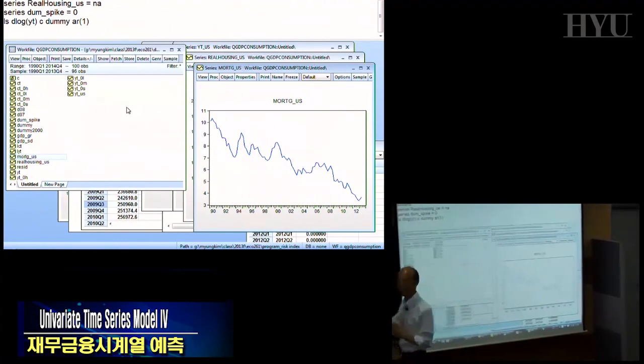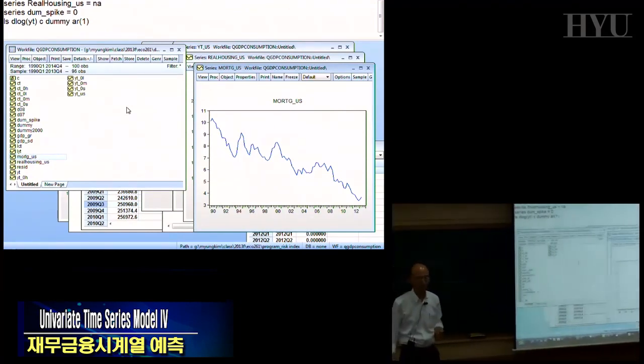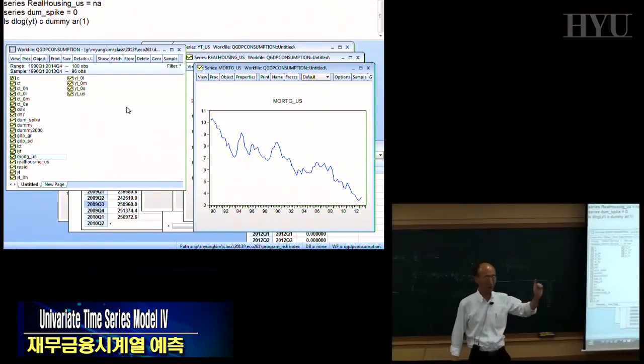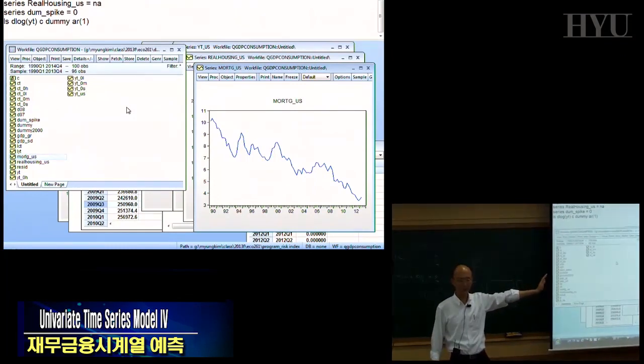Any other questions? So the GDP forecast, this is an intentionally wrong, unreasonable forecast. So don't be disappointed. We'll correct that next time, okay?